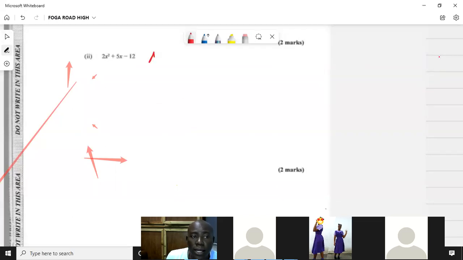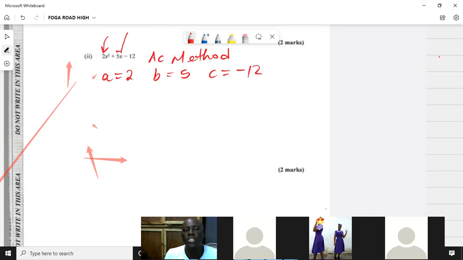And again, this one is going to be the AC method. So as you could see, we need to list out our A, our B, and our C. A is 2. A comes right in front of the square. B is 5. B just comes in front of the x, as in the 5 comes in front of the x. C is -12. It's just the number without any letter. AC means 2 times -12. And we saw this number sometime. Here it is again, under a different context now.